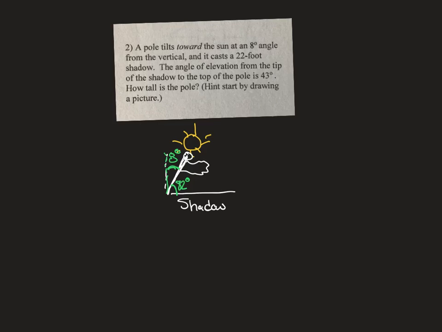It then says that the shadow's 22 feet, so my shadow down here is 22 feet long, and that it wants the angle of elevation from the tip of the shadow to the top of the pole. So I'm going to use this in red. So from the tip of the shadow up to the top of my pole. So what I'm looking for in here is this angle that we'll call a big B. So let me draw this one more time for you.